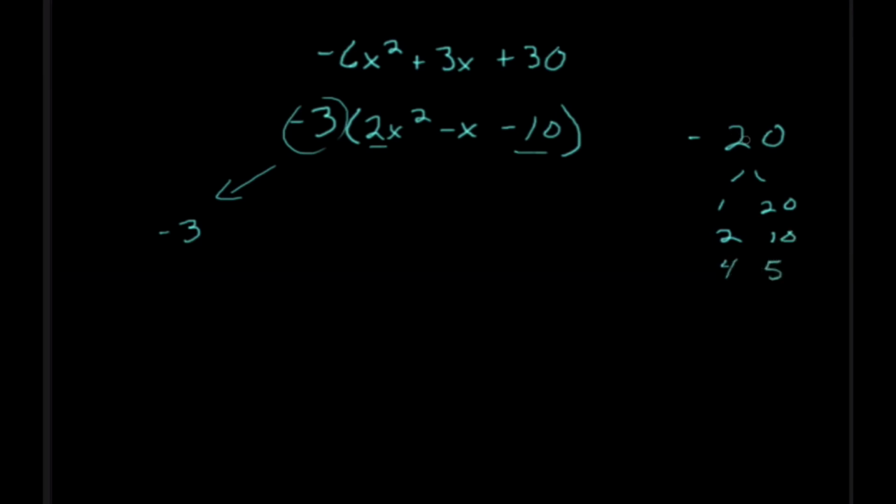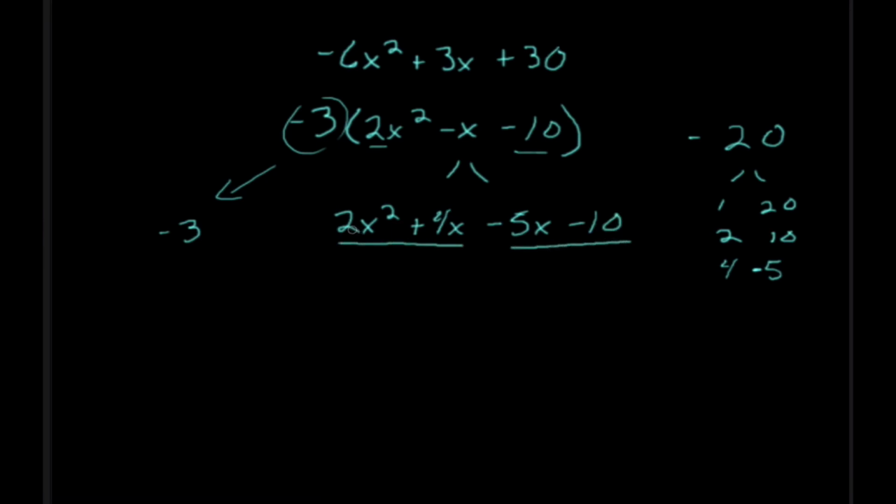Now, because 20 is negative, one of these factors has to be negative and they have to have a sum of negative 1. So negative 5 and positive 4 have a sum of negative 1. And again, I'm going to be strategic about how I place these terms. I'm going to group my 4x with my 2x squared, and that'll give me 4x. Then I'm going to group my negative 5x with my negative 10, because it's just going to be easier to factor that way.